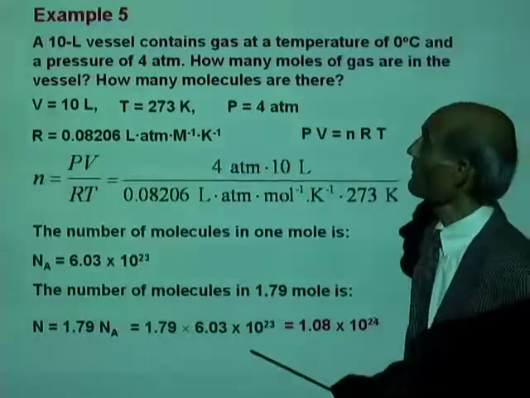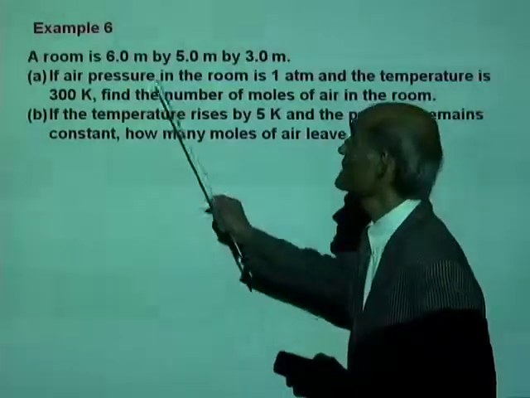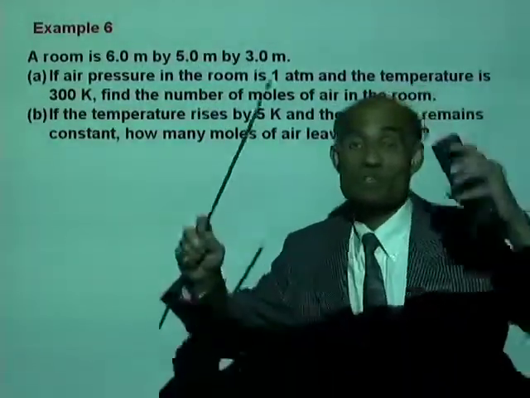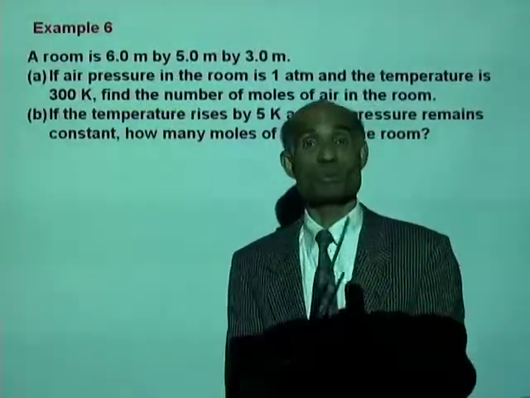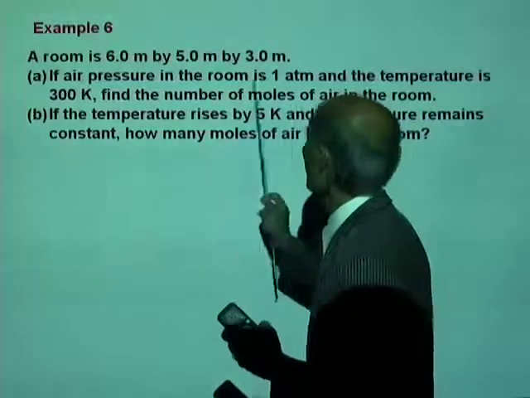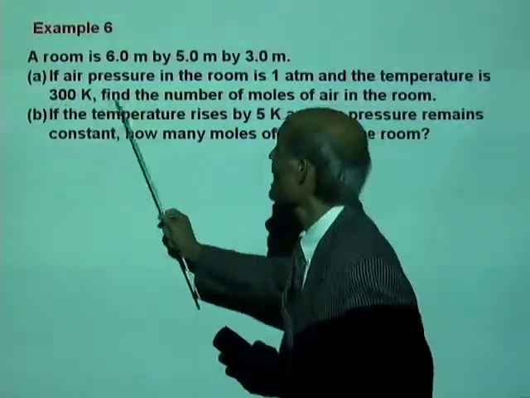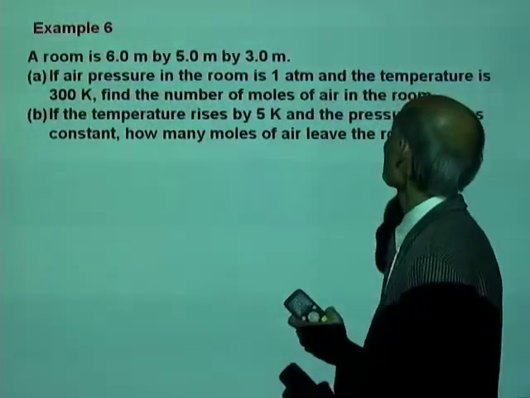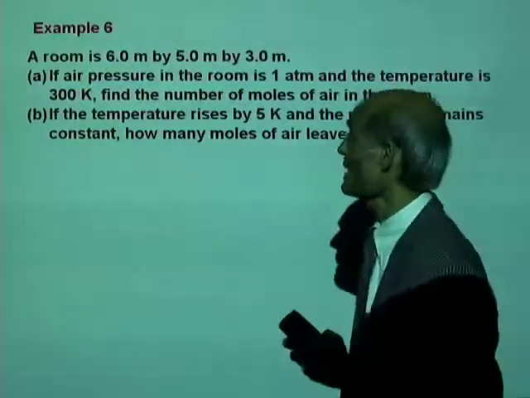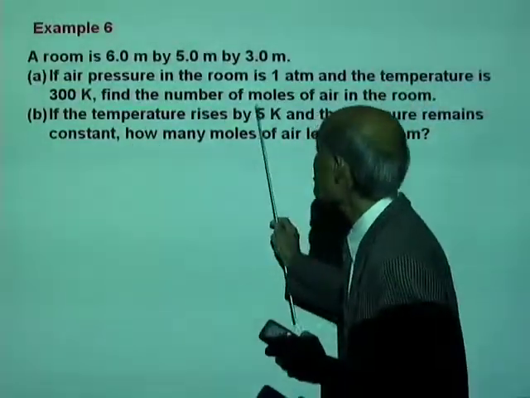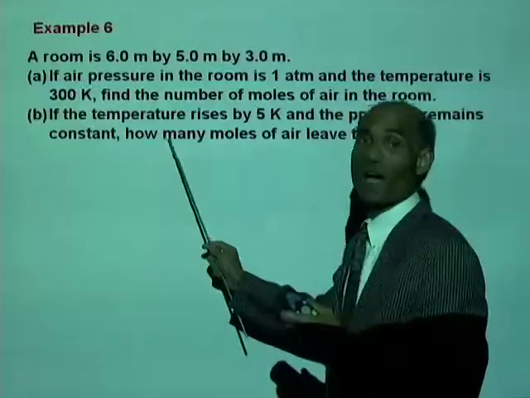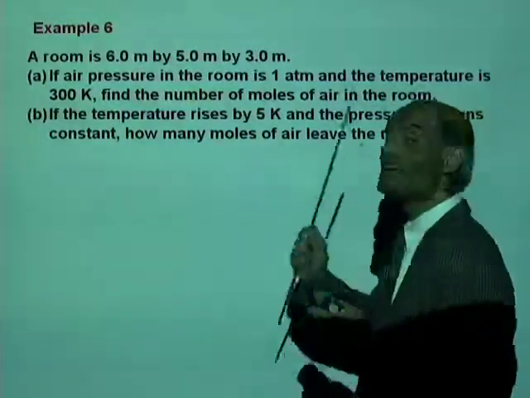Okay, let's do another one. A room is 6 meter by 5 meter by 3 meter. That means you can find the volume in meter cube. If air pressure in the room is 1 atmosphere and the temperature is 300 Kelvin, find the number of moles of air in the room. You can do that the same way we did in the previous case. If the temperature now rises by 5 Kelvin and the pressure remains a constant, how many moles of air leave the room?